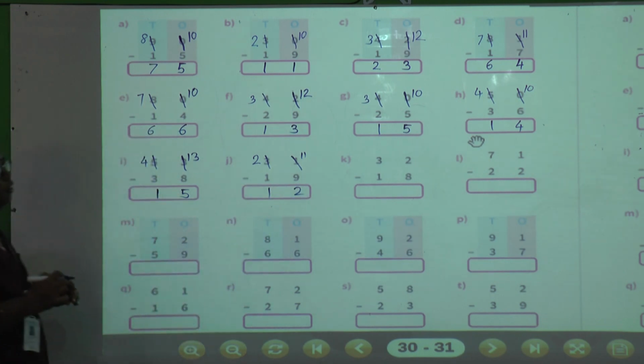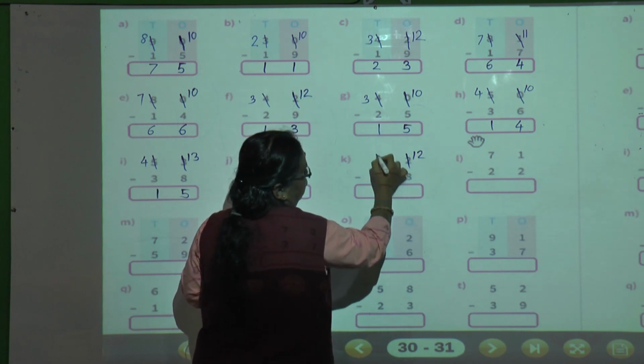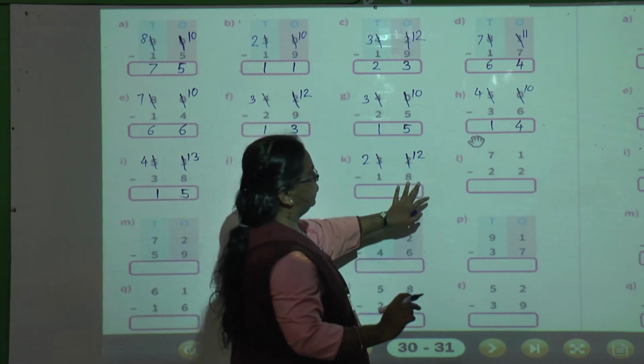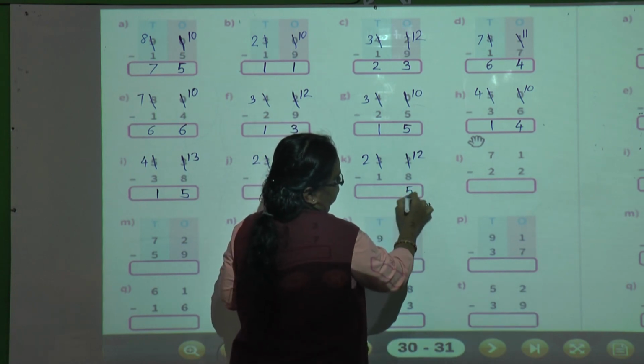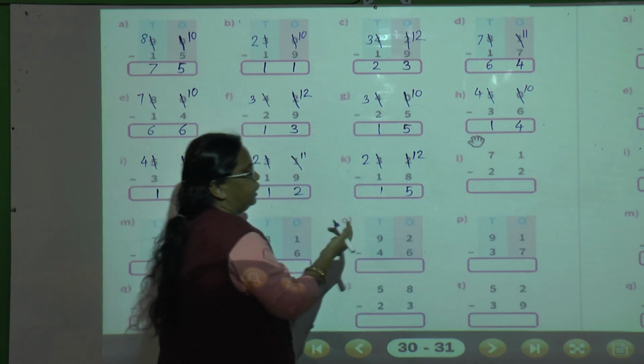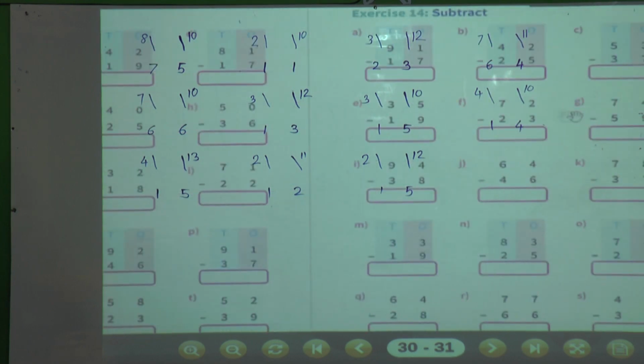In this way you are going to solve the sums. Okay. Then next is 2, 12 and here 2. Then 12 minus 8: 11, 12, 8, 5 and 1. Okay. In this way you can solve the sums. So exercise 13 you will solve as homework. Remaining sums you will solve as homework in the textbook itself. Then we will go to exercise 14.